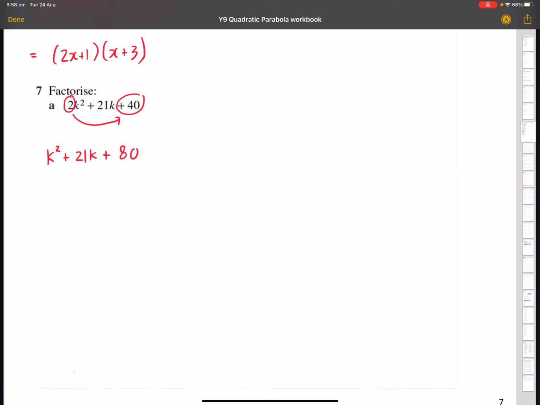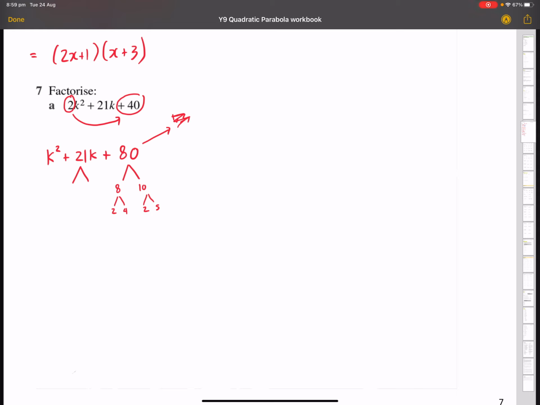Now again, we think of what two numbers multiply to give me 80, but when added give me 21. This one's a little tricky, because 80 has many factors. So let's look at the factors of 80. Actually, I'm just going to draw a factor tree here. I'll have 8 times 10, and this will be 2 times 4, and this will be 2 times 5.